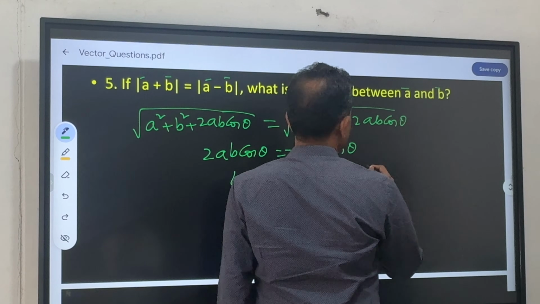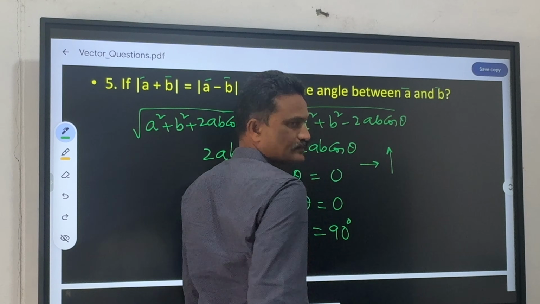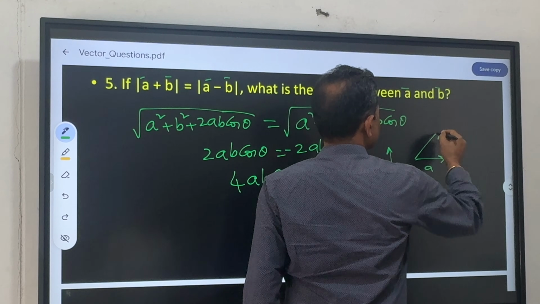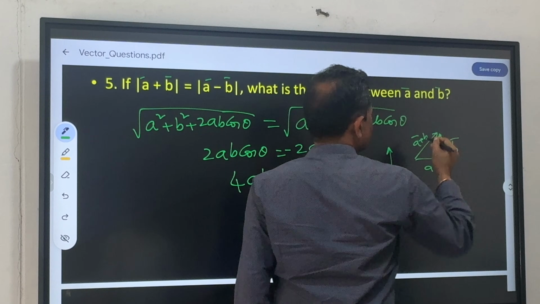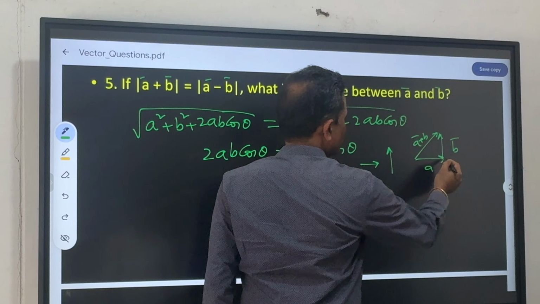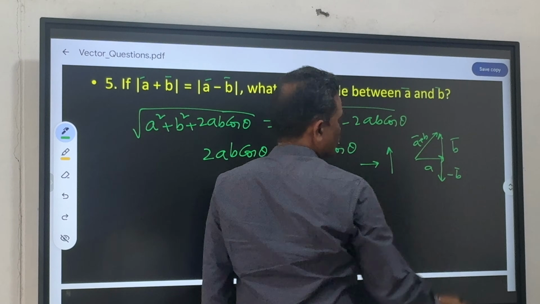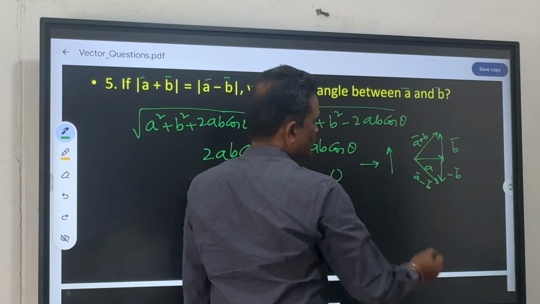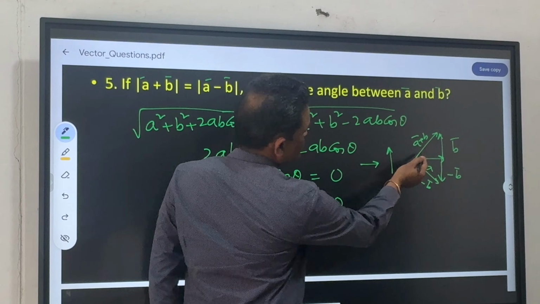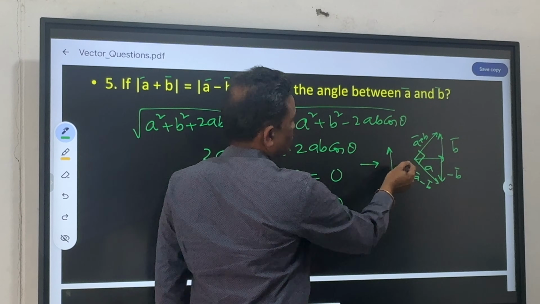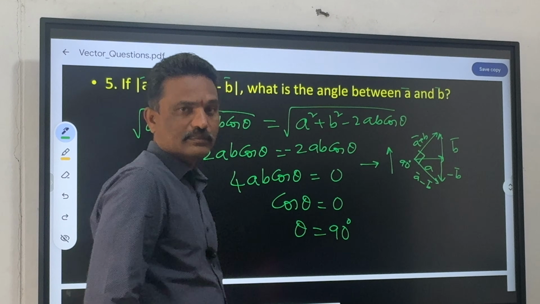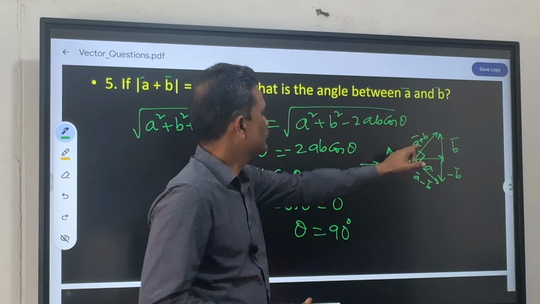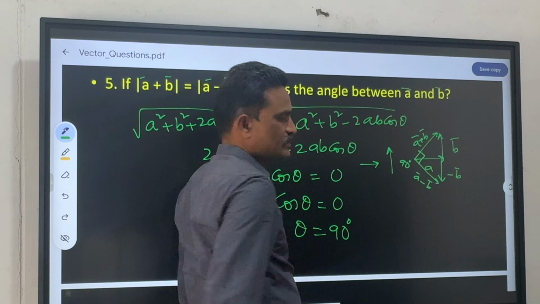Another way is take two vectors. This is a and this is b. Now how do you add? This is a and this is b. The resultant is a plus b. This is a plus b. Minus b will be opposite. So this is minus b. How do you add a and minus b? This is the resultant. So this is a minus b. Pictorially I am representing. The angle between these two resultants will be 90 degrees. So by drawing picture also, by adding pictorially, you can show that the angle between a plus b and a minus b is 90 degrees.